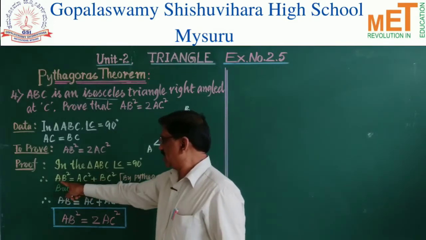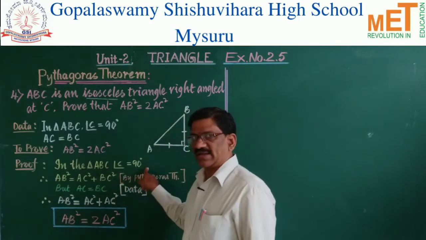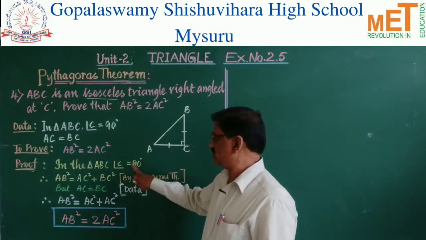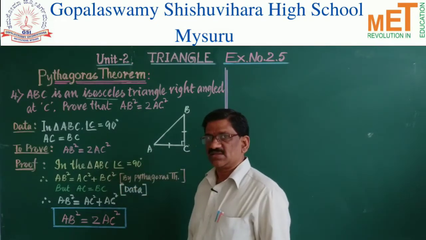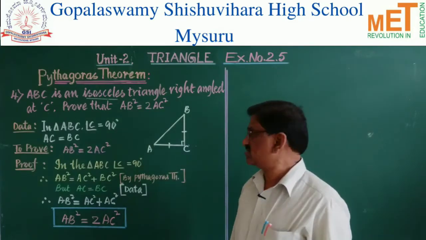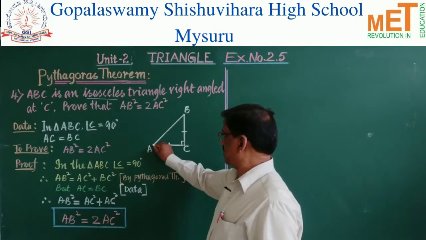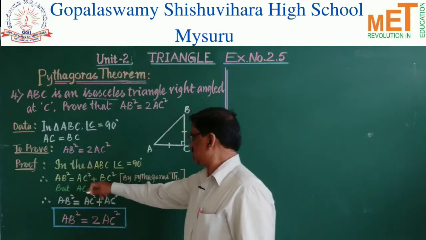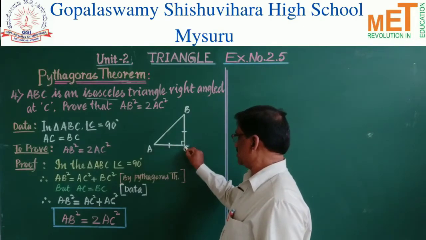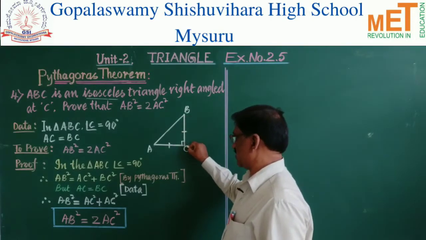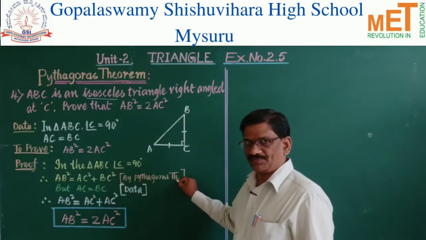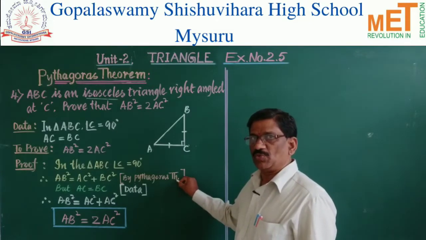So here, since it is a right angled triangle, we can apply Pythagoras theorem. So if you apply Pythagoras theorem here, what it says, the square on the hypotenuse is equal to sum of the squares of the other two sides. Here hypotenuse is AB, that is AB square is equal to sum of the squares of the other two sides, that is AC square plus BC square. Okay, this we have written according to Pythagoras theorem, that is theorem 2.8.